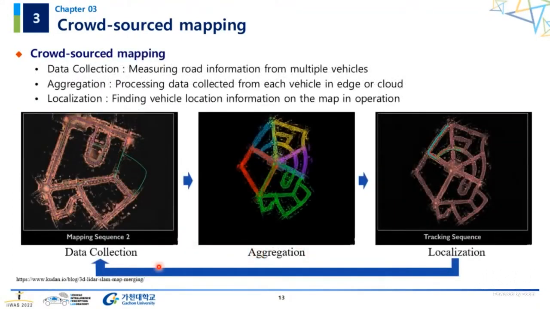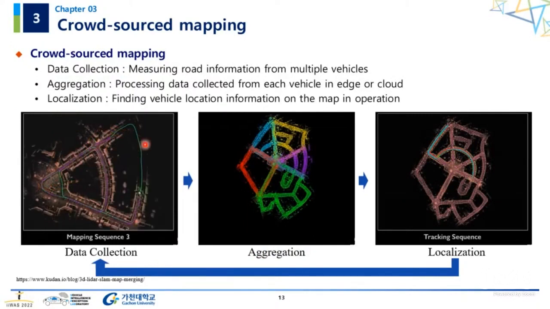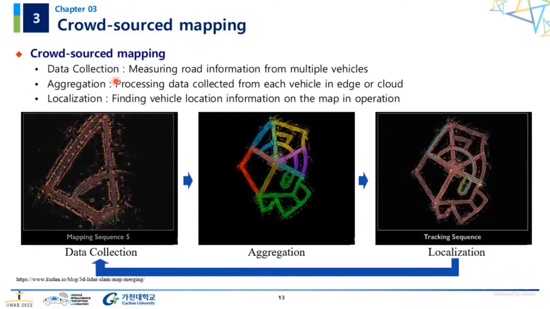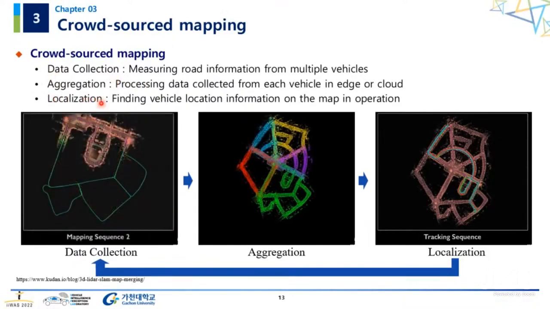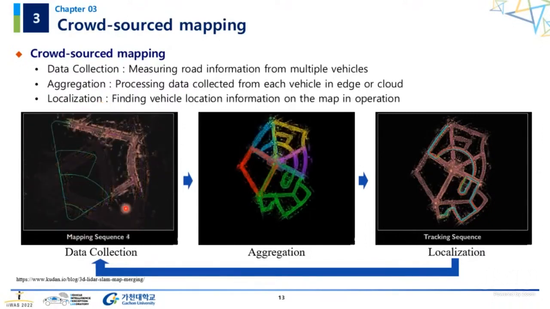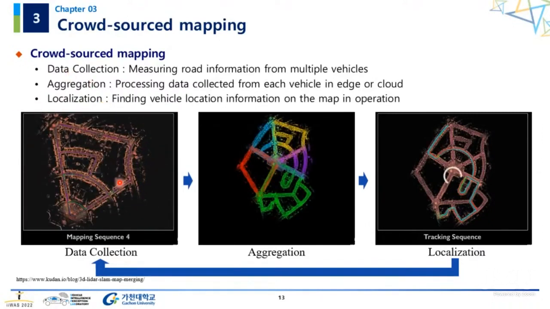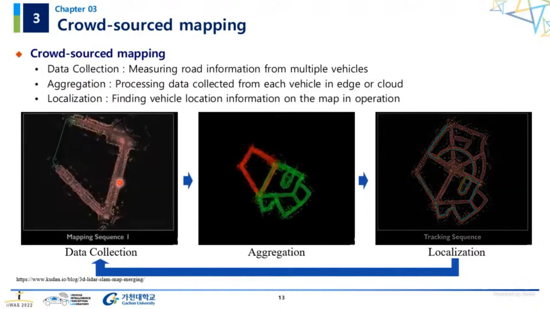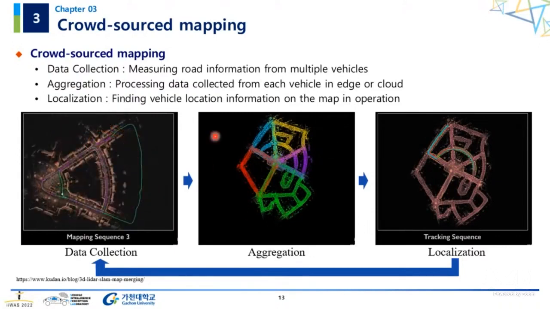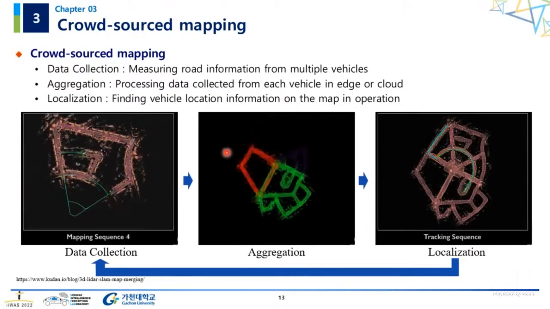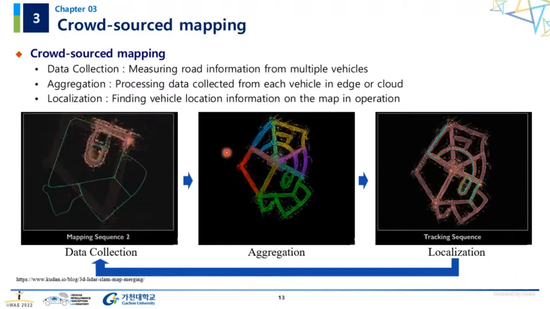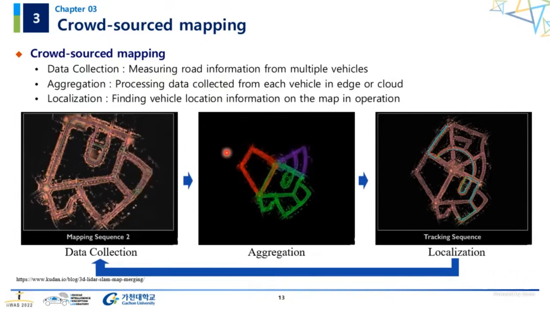Therefore, crowdsourced mapping consists of three parts. The first one is data collection, the second one is aggregation, and the last one is localization. In the first step, each vehicle must collect data. As a single vehicle drives on the road, it collects road information individually. And the collected information is uploaded to the cloud. At this time, the information collected from each vehicle is combined to create one large map.